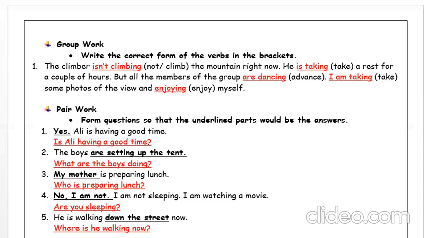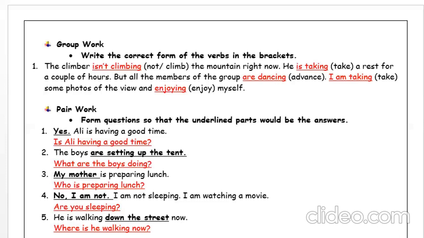Number two, the boys are setting up the tent. So we ask here about the action. The suitable question that we should use is, what are the boys doing? Number three, my mother is preparing lunch, so I want to ask about the subject. The suitable WH question word here is who. Who is preparing lunch?